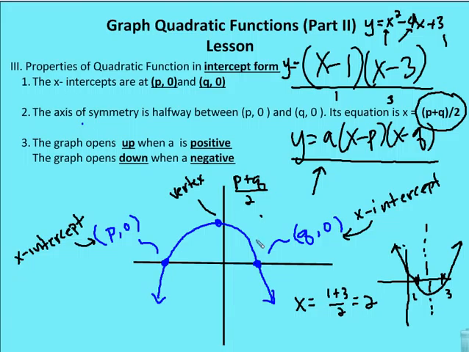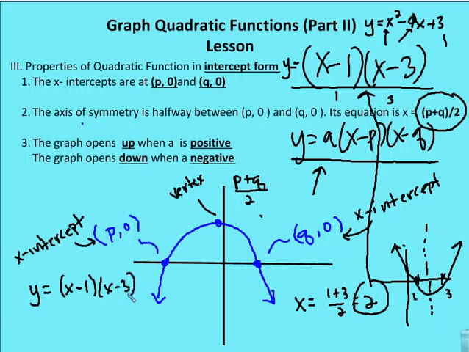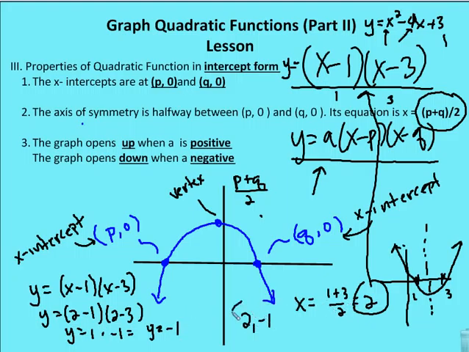Now I have the value for the axis of symmetry. I can plug this value back into my equation and solve for y, and I have my vertex. So in this case, if I have y is equal to (x minus 1) times (x minus 3), then I plug 2 back in for x. I get y is equal to (2 minus 1) times (2 minus 3). y is equal to 1 times negative 1, or y is equal to negative 1. So my vertex now is going to be (2, negative 1).